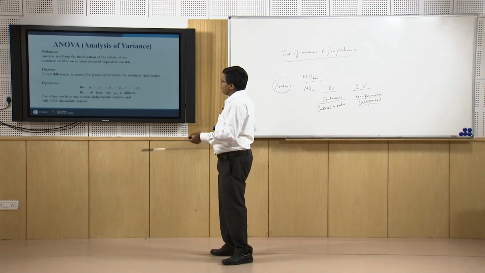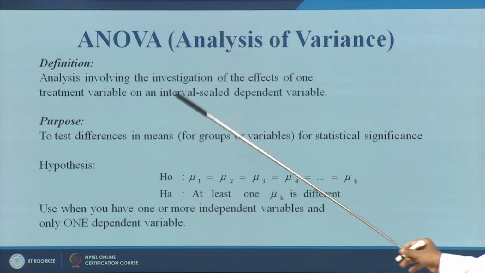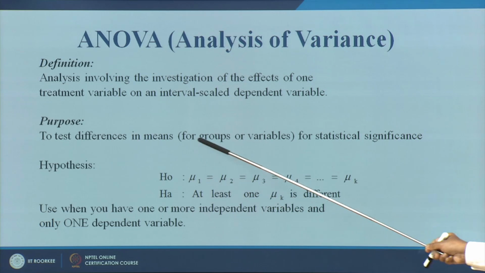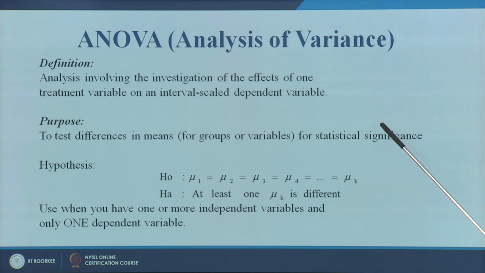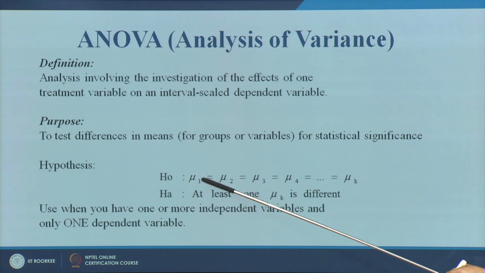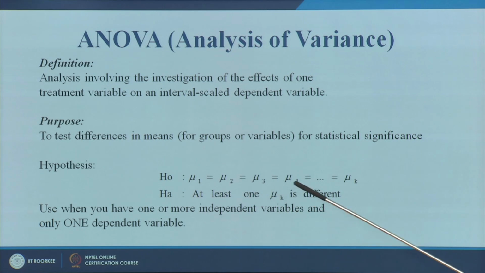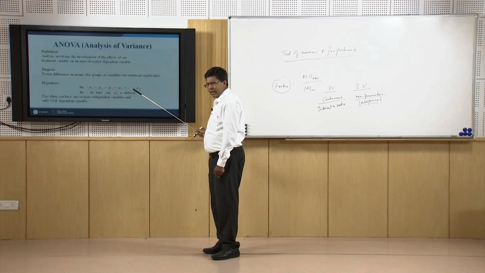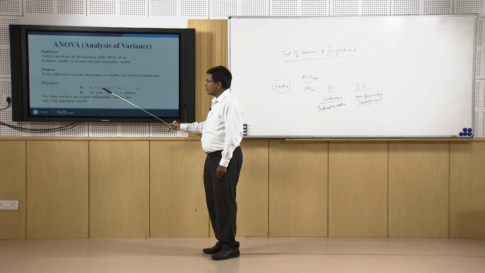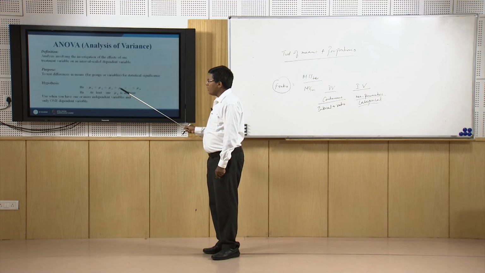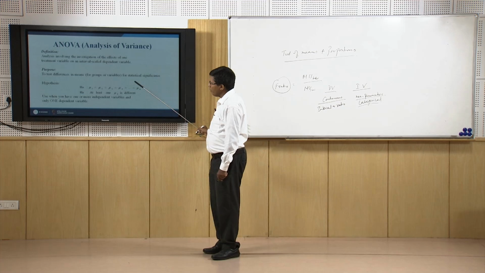What it says is, to test the differences, the purpose is to test the differences in means for statistical significance. Now, what is the hypothesis? The hypothesis is, suppose there are 4 groups or whatever k number of groups, we say there is no difference between the means, that means the means of each group are equal. So, mu 1 is equal to mu 2 is equal to mu 3 is equal to mu 4 and it goes on till mu k.